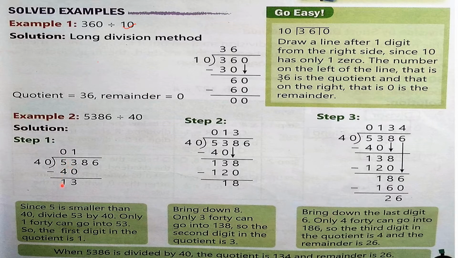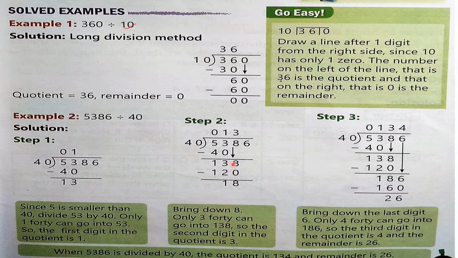58 is greater than 40. In the table of 40 there is no 58, so we will write 1 first, and then 40 ones are 40. Now 18: 8 minus 0 is 8 and 5 minus 4 is 1. In the second step, this 4 will come down.